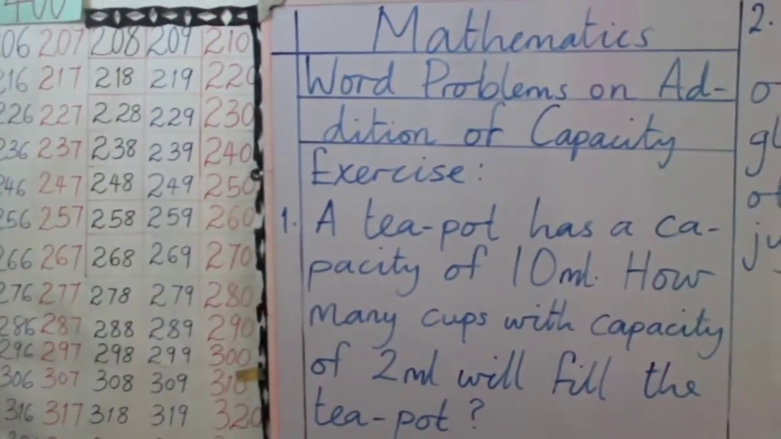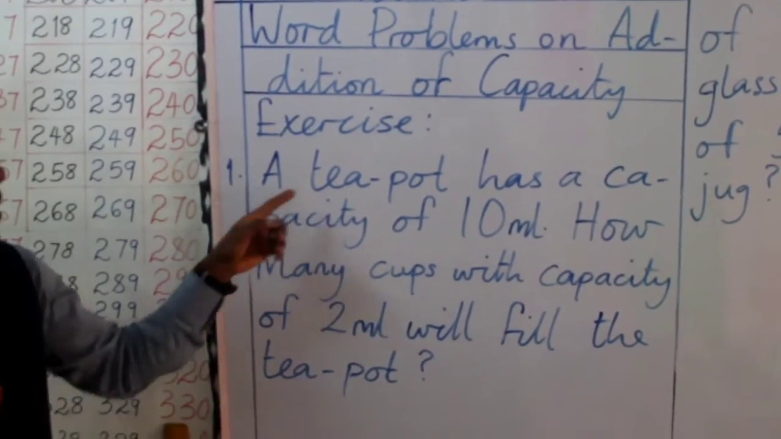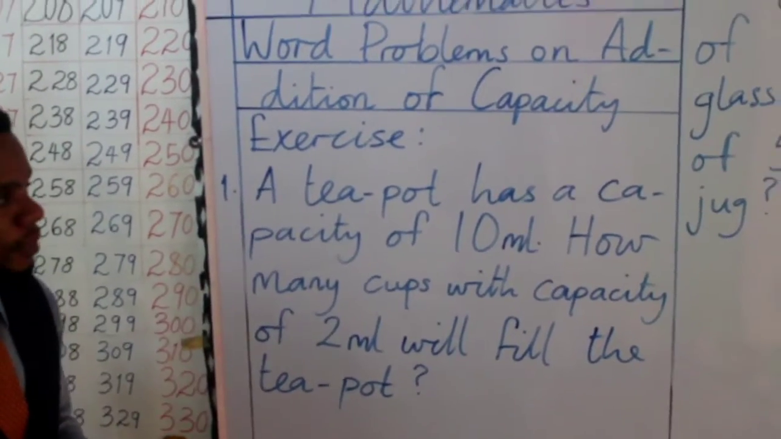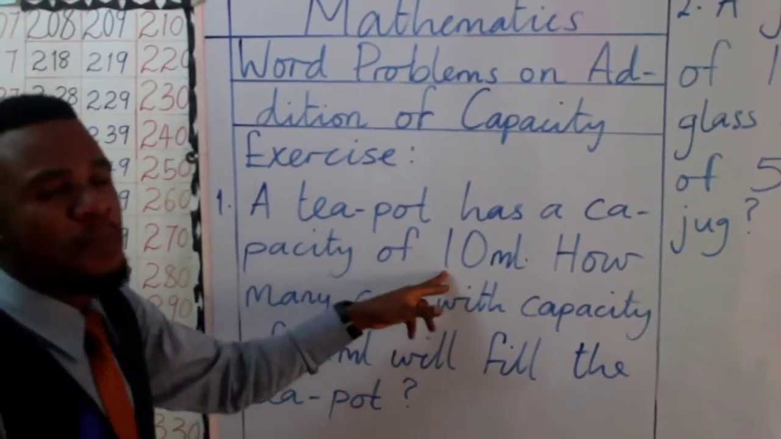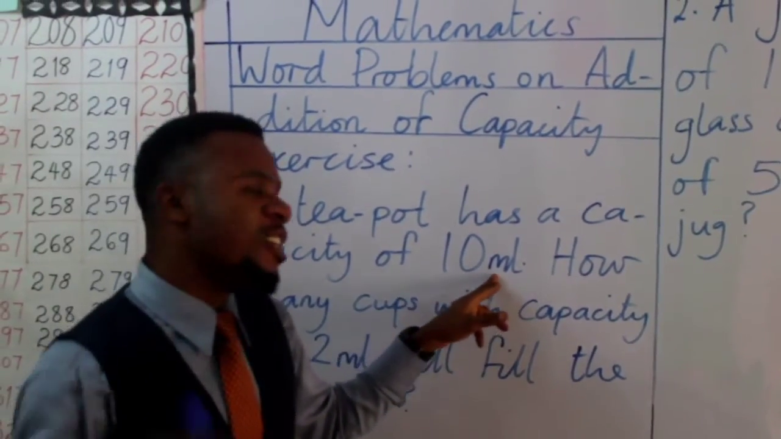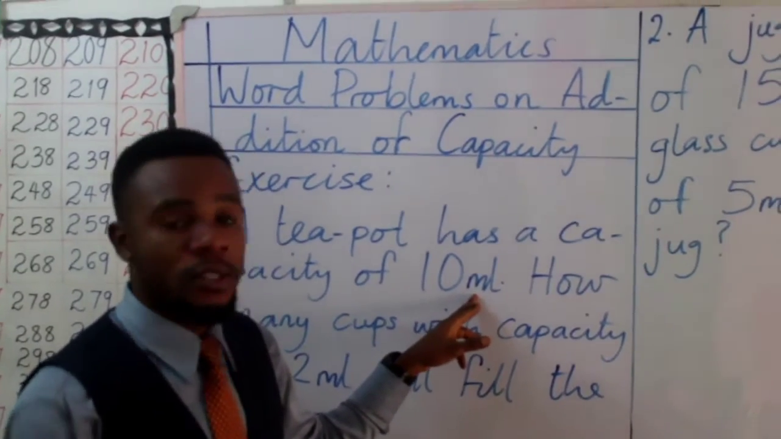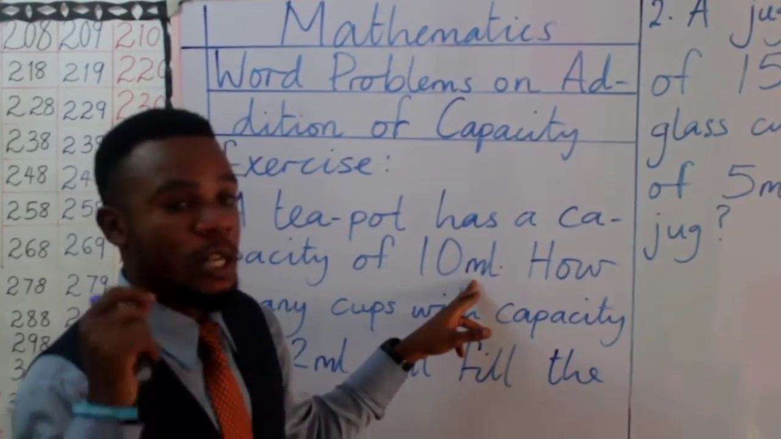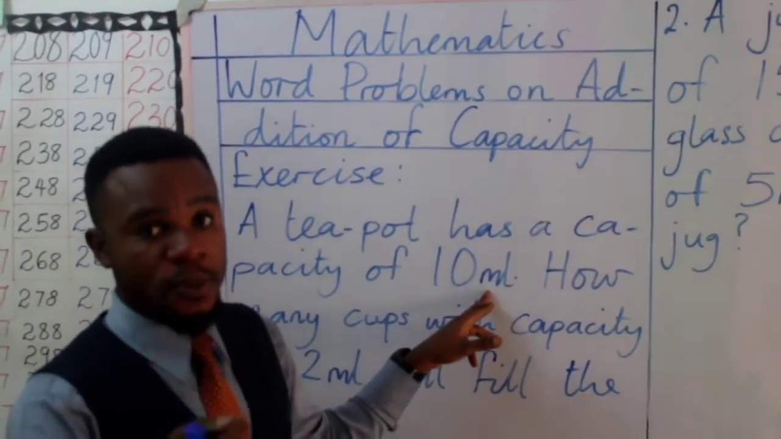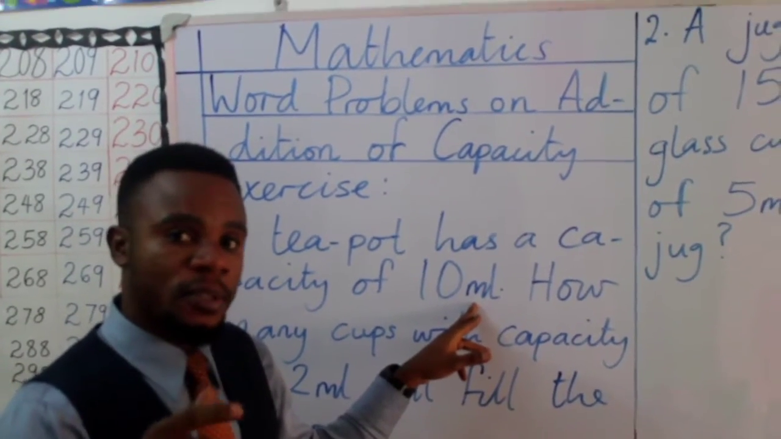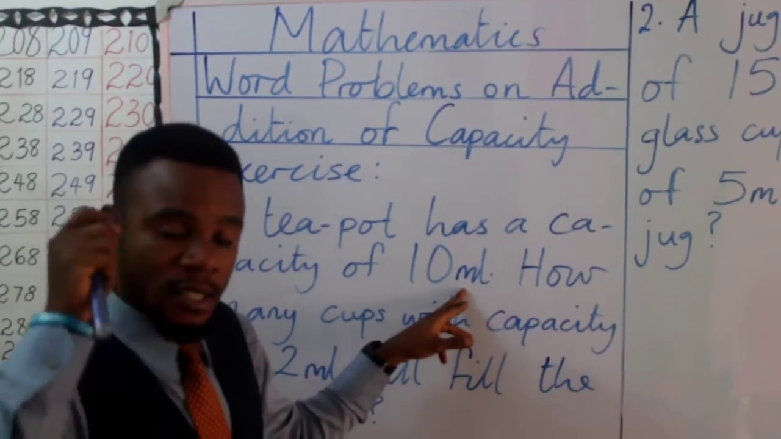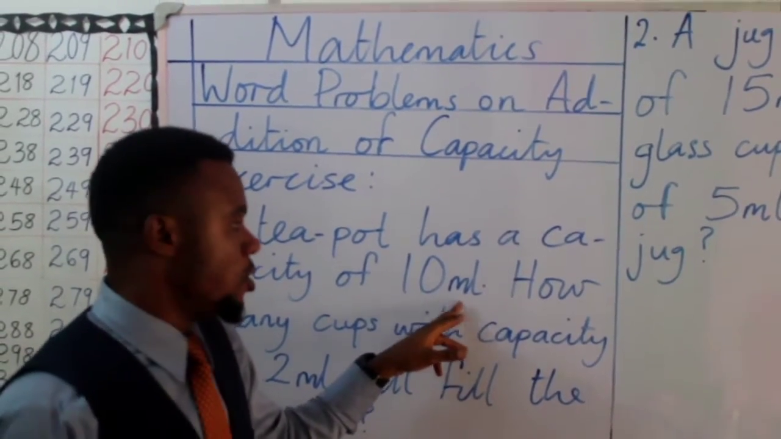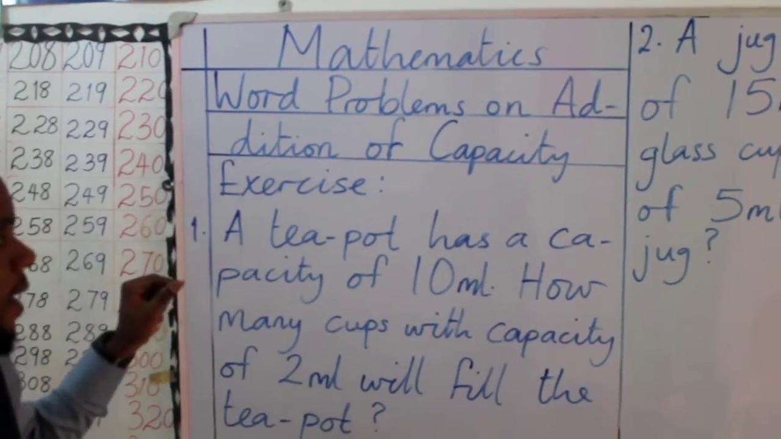In exercise 1, we have a teapot that has a capacity of 10 milliliters. Remember we said the lowest unit for capacity is what? Milliliter. It is the lowest, like your teaspoon, like your teacup. Liter is above milliliter. So I'll go back again.